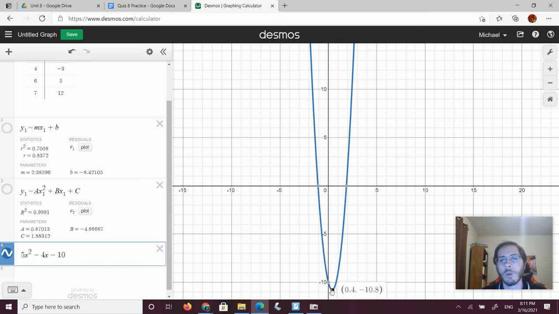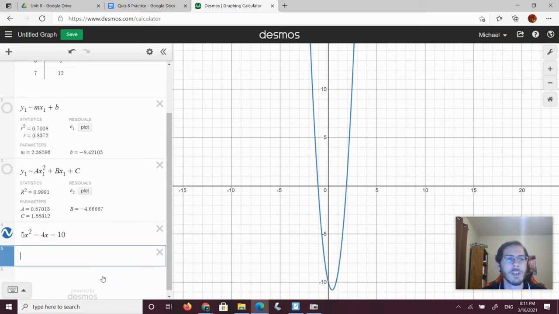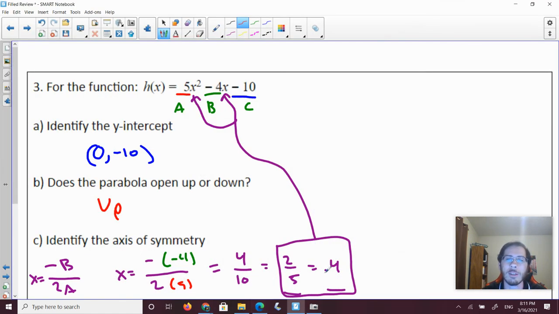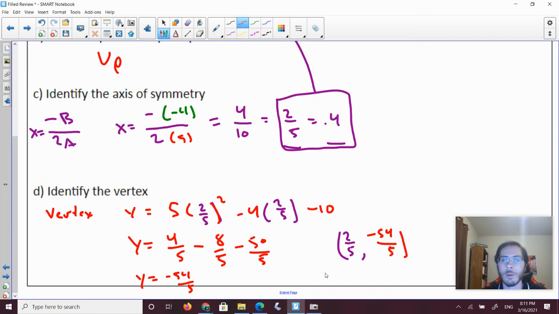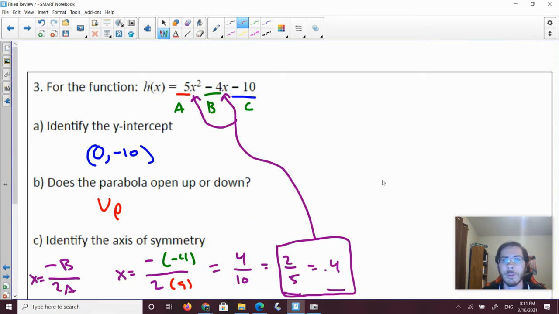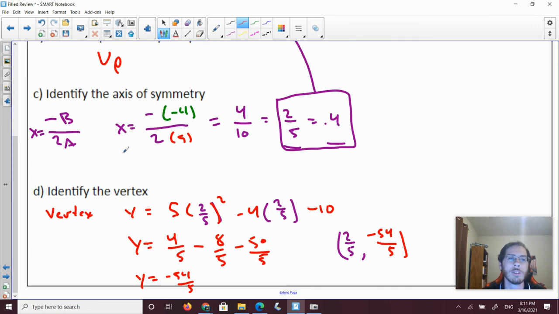And yeah, 0.4, and then negative 10.8. Negative 10.8 is negative 54 over 5. So that does work out. So again, it's definitely possible to graph it and solve it graphically if you want, but this is how we can do it algebraically, and it uses our fun equation that we used a lot of times in the unit. So that's how to do number 3.